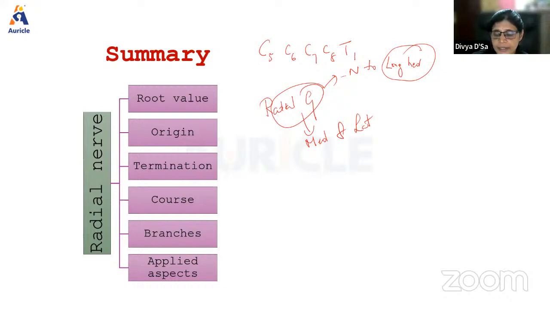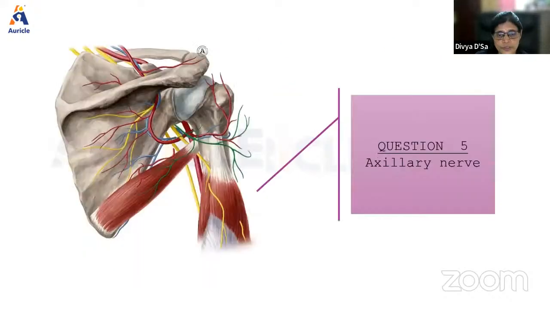Then it enters the anterior compartment, supplies the brachialis as well as gives branches to two of the extensor muscles, and it ends in the forearm, dividing into posterior interosseous and superficial radial nerve. Superficial radial nerve is cutaneous, supplying the lateral 3.5 digits on the dorsum of the hand, except for the nail beds. And applied aspect, you need to write about wrist drop.